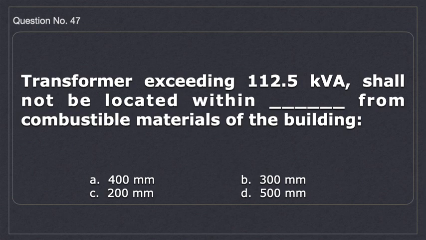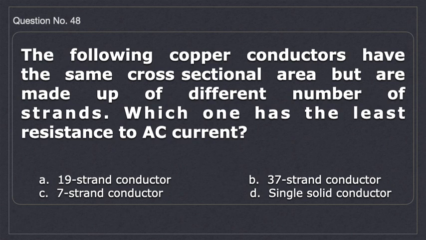Question number 47. Transformers exceeding 112.5 kVA shall not be located within blank from combustible materials of the building. A. 400 millimeters. B. 300 millimeters. C. 200 millimeters. D. 500 millimeters. Answer B. 300 millimeters.